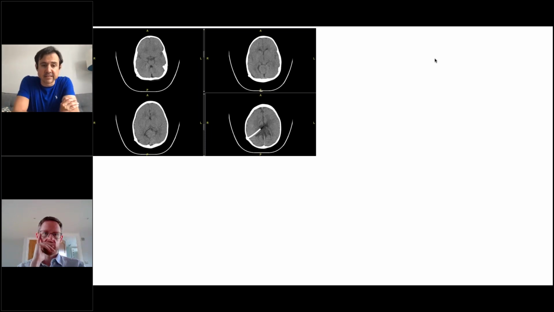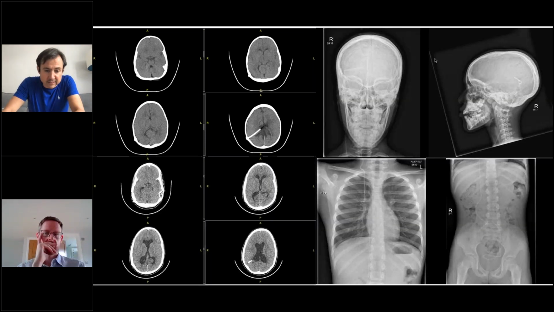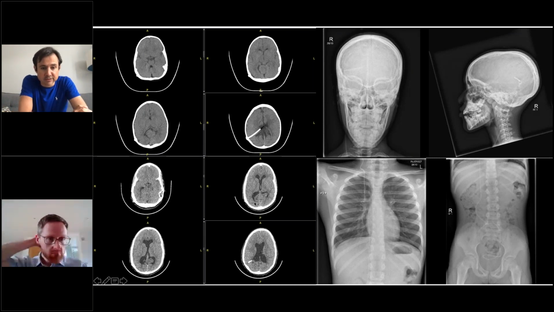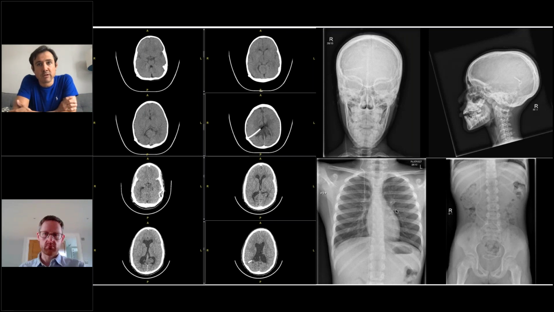This was her CT from the year before, and this was her most recent CT at the time of presentation. You can see an obvious increase in the ventricular dimensions, so her shunt is blocked. If you call about a child with a possible shunt problem, the first thing we'll ask for is a CT head and a shunt series. On the right here, this is a shunt series. We get an AP and a lateral of the skull, and that allows us to look at the valve.